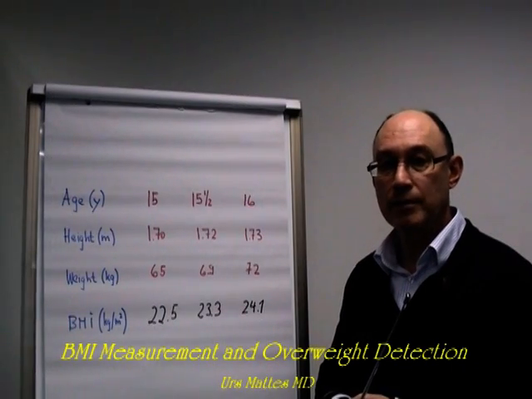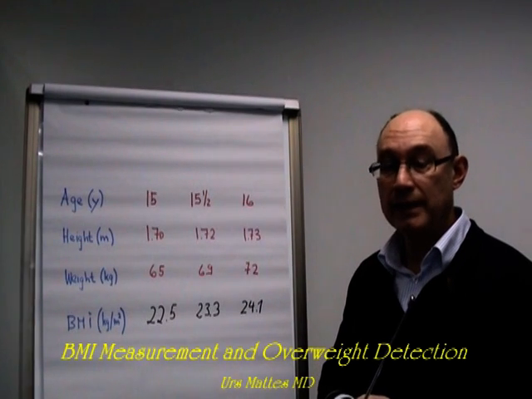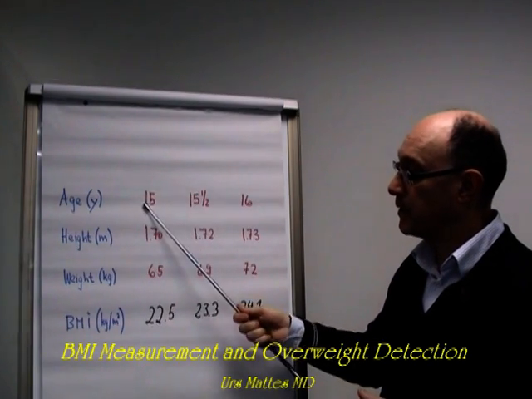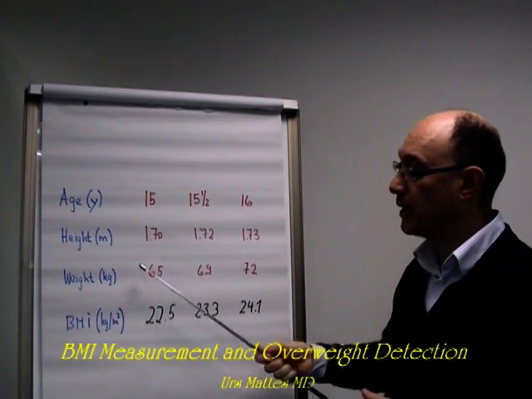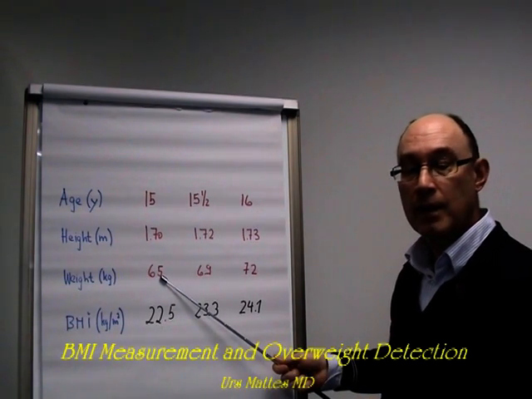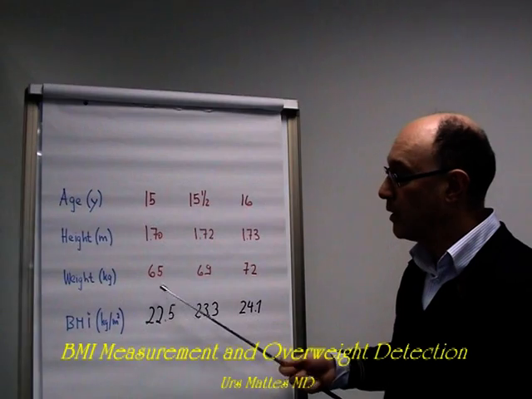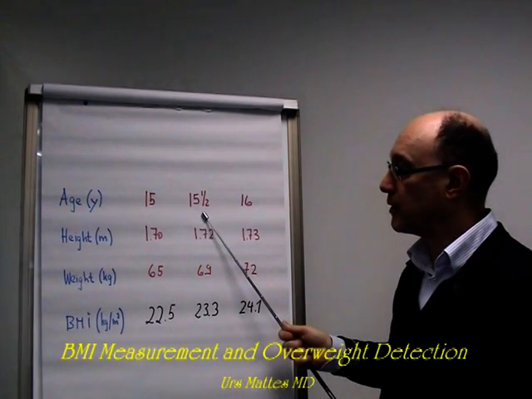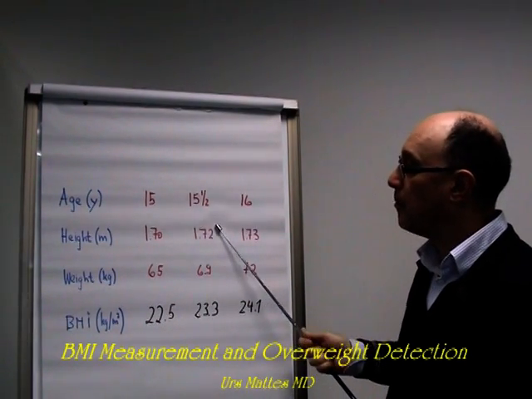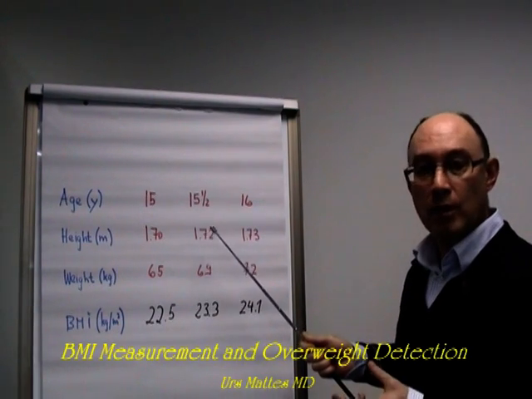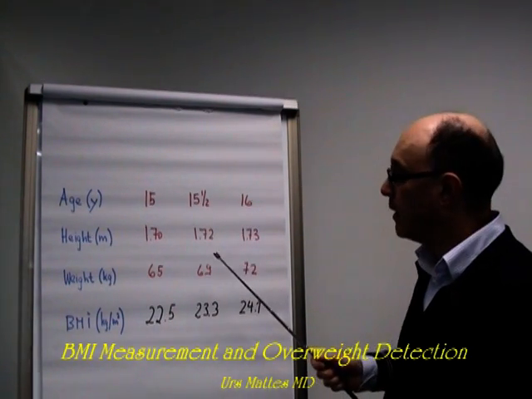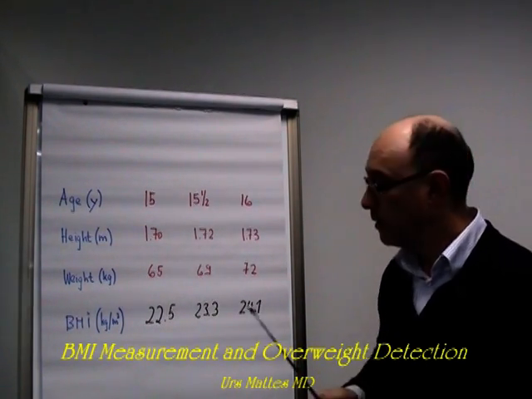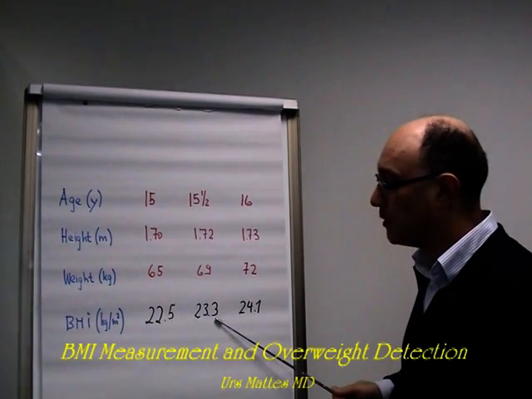As a concerned parent, you have measured your son's weight and height on a regular basis. Here are the values. At 15 years, his height is 1.7 meters, his weight is 65 kilograms. If you remember the formula we just learned, you get a BMI value of 22.5. At 15 and a half years, so half a year later, the values are 1.72 meters, so your son is obviously growing a little bit, and his weight is up to 64 kilograms. If you take the formula again, the BMI value is now 23.3.